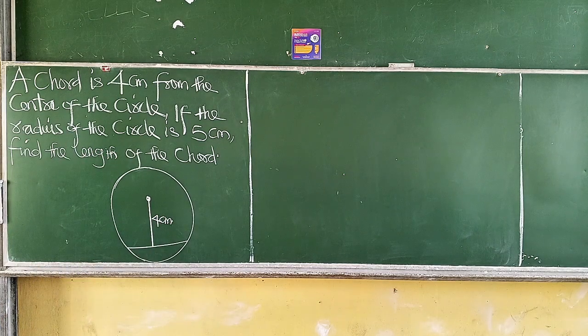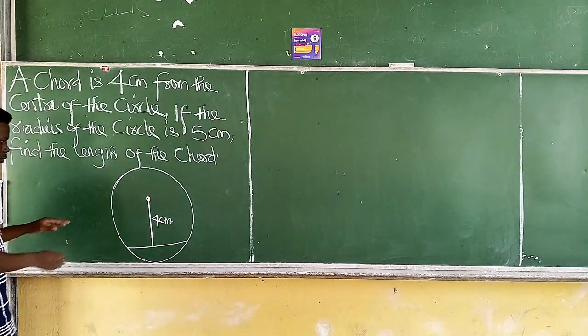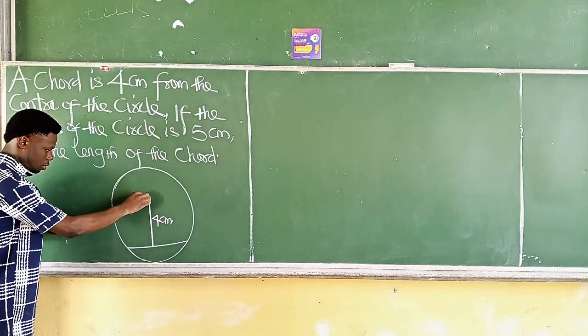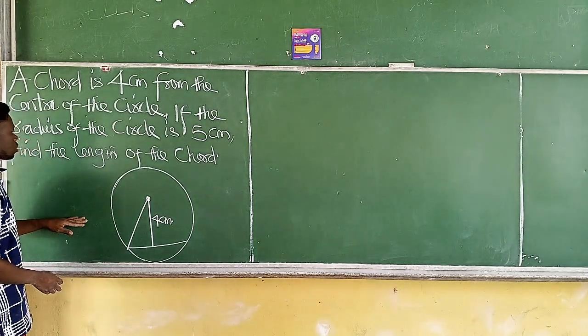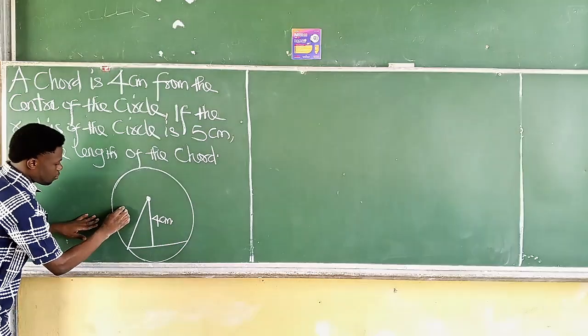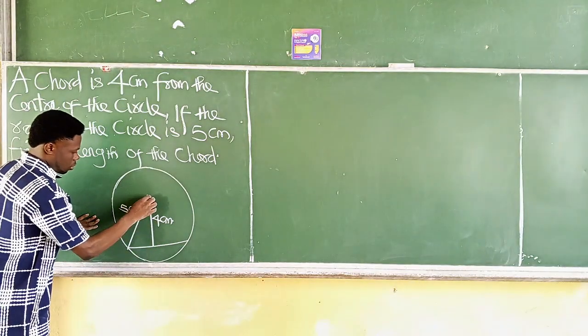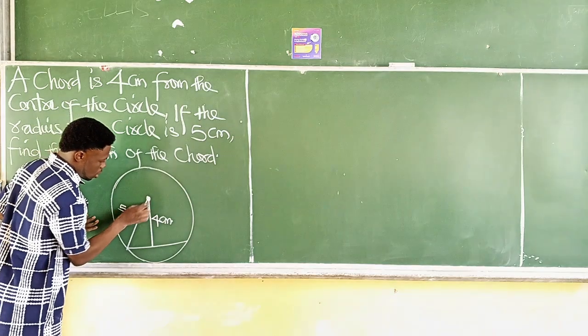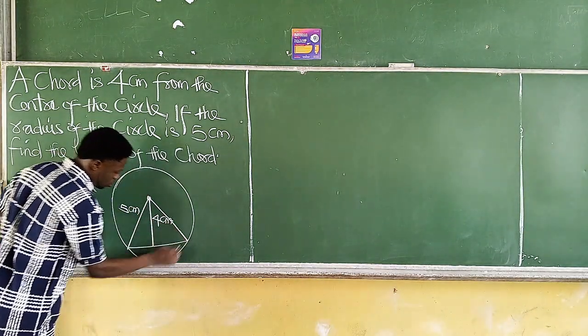A chord is 4 centimeters from the center of the circle. If the radius of the circle is 5 centimeters, and the radius is any line drawn from the center of the circle to any part of the circumference, so the radius is given as 5 centimeters. Let's also produce another radius to the chord.